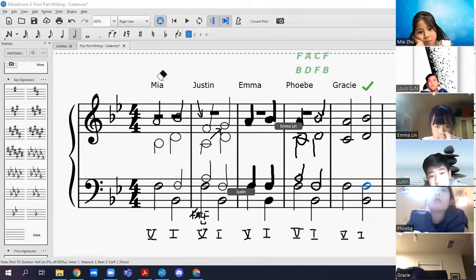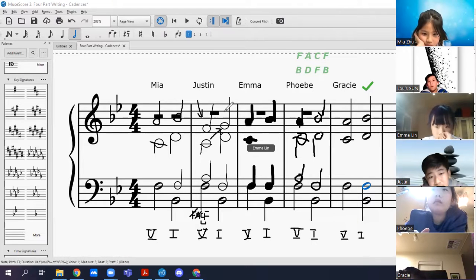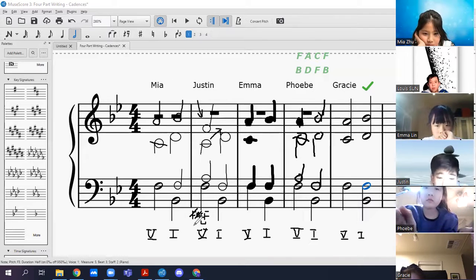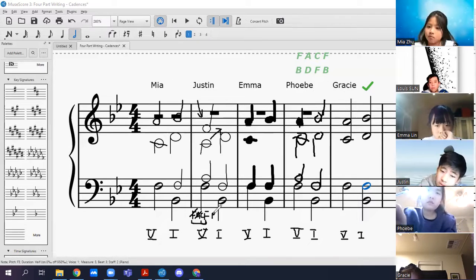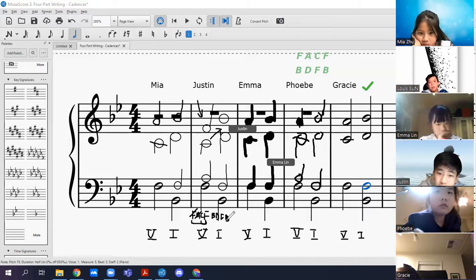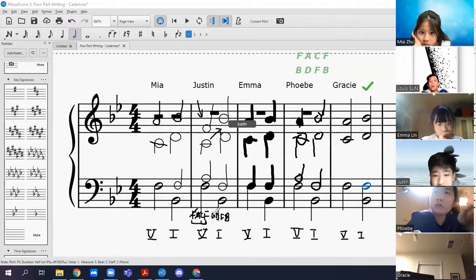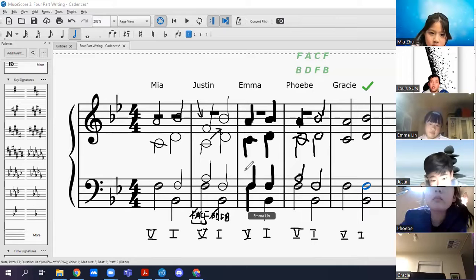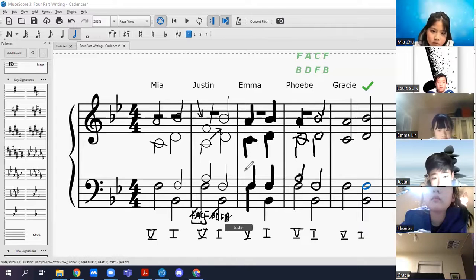Lewis, can you check mine again? Where'd the G come from? Okay, so create your checklist. FACF, the dominant triad: B flat, D, F, B flat. For the tonic triad, just go along and cross them out as you write it.